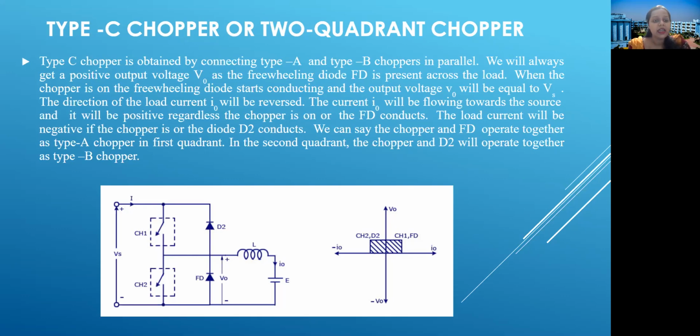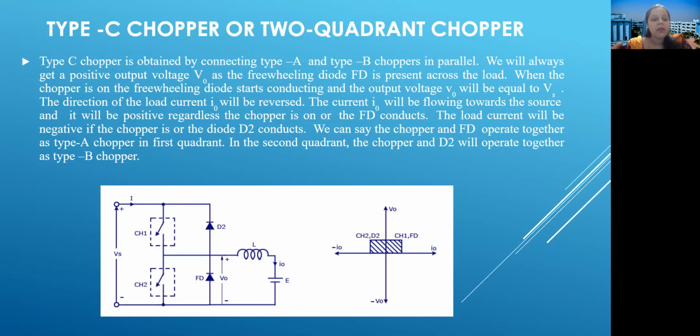We will always get a positive output voltage V0 as the freewheeling diode is present across the load. When the chopper is on, the freewheeling diode starts conducting, and the output voltage V0 will be equal to Vs. It is similar to the operation of type A chopper. The direction of the load current will be reversed. The current I0 will be flowing towards the source, and it will be positive regardless of whether the chopper is on or the freewheeling diode conducts.